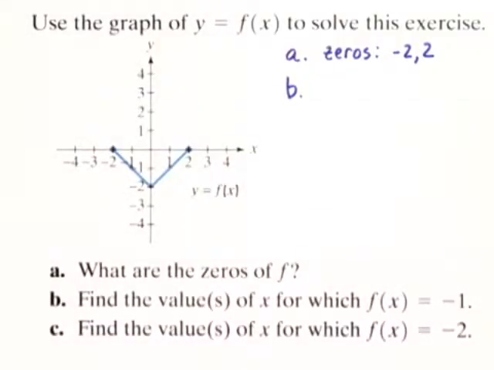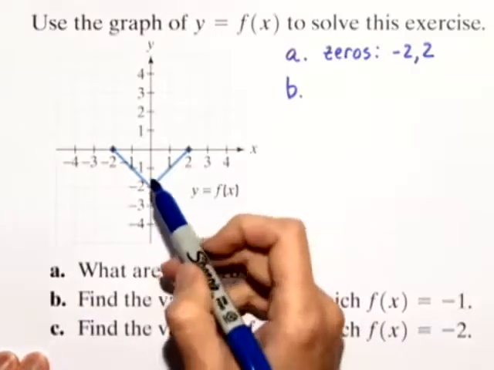In part B, we want to find the values of x for which f of x is equal to -1. Now let's think about this terminology. We know that f of x is -1. In other words, the y values are -1. So when y is -1, we want to know what are the values of x. Well, we look on our graph.